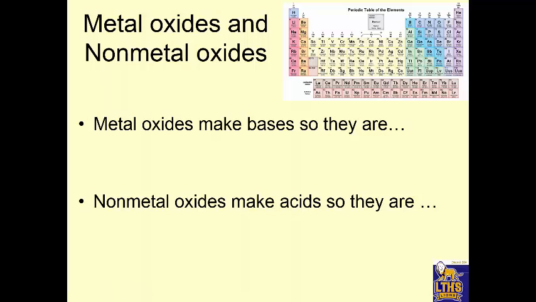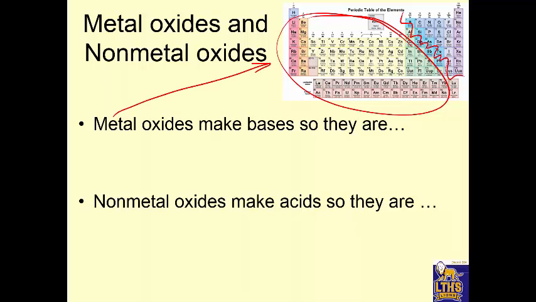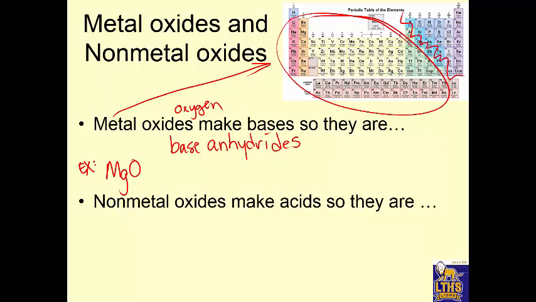So metal oxides are compounds of metals. Any metal oxide, with oxygen, makes bases when you put them into water. So they're called base anhydrides. One example of a base anhydride would be MgO. Another example of a base anhydride would be Na2O. So you see the oxide, and the metal.